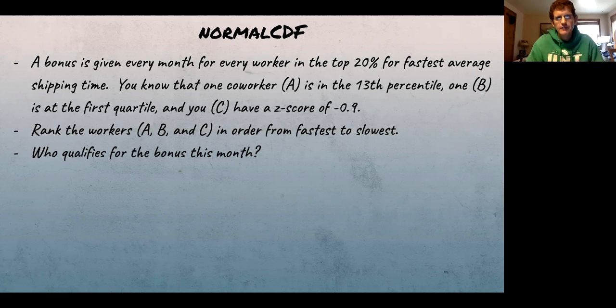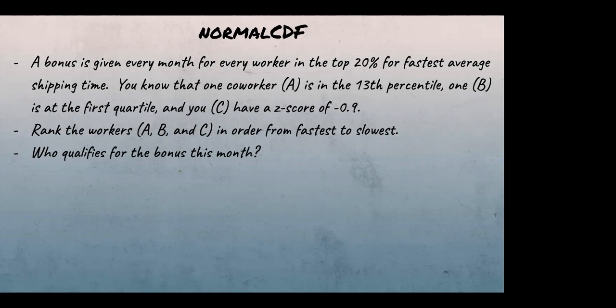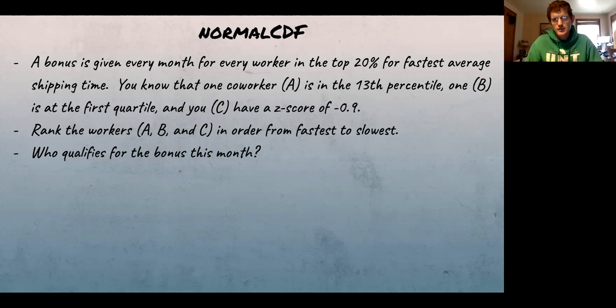So a bonus is given every month for every worker in the top 20% for fastest average shipping time. And before we move on, what qualifies as a good percentile if we were using that normal distribution from before? Like, would you want to be in the 5th percentile or the 95th percentile in this case? The 95th, right? Well, again, this is where the phrasing is a little bit weird. Normally being in the 95th percentile is good.